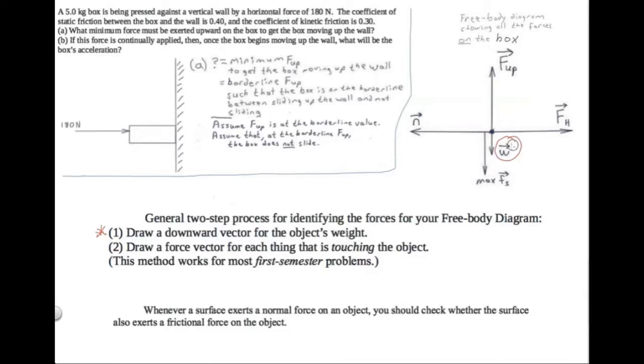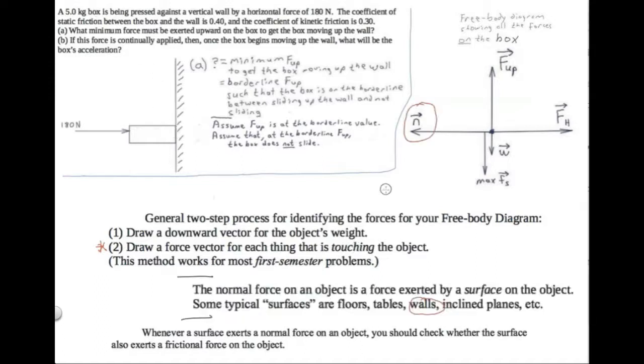First, we identify the object's weight. Then we ask what is touching the box. Well, the box is being touched by the wall. The wall is the type of thing that we treat as a surface, so the wall exerts a normal force on the box. The problem indicates that there will also be friction between the wall and the box, so we identify a frictional force. Should it be static or kinetic friction for part A?